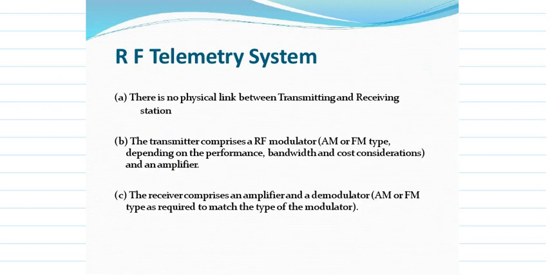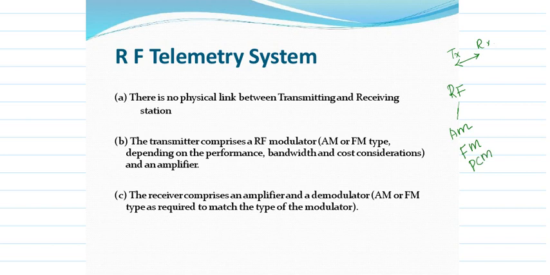Then what is RF telemetry? RF telemetry is purely based on a radio frequency signal. So between the transmitter and the receiver, there will be no physical link between the transmitting and the receiving station. The transmitter consists of a radio frequency modulator, and the modulator is again whether you are going for amplitude modulation, or frequency modulation, or pulse code modulation.